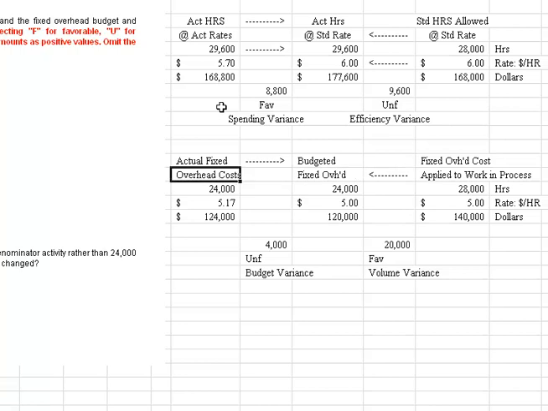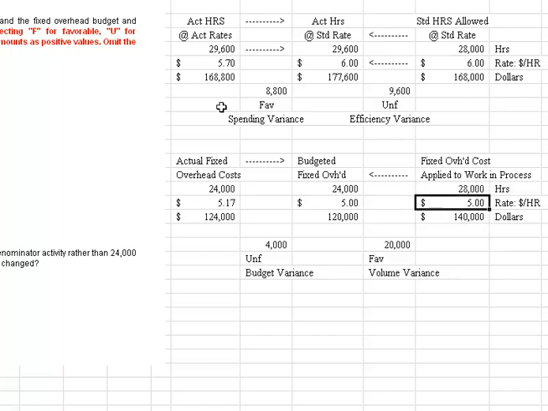Okay, now when we do the fixed overhead budget and volume variances, we drop in the 24,000 actual hours at the actual rate and compare it to the fixed overhead cost applied to the work in process, which was 3,500 units at $8 per unit. Let me say that correctly.